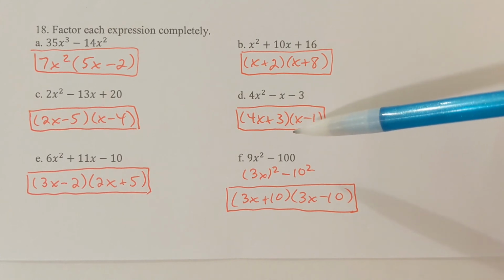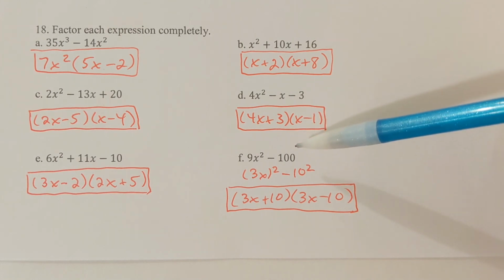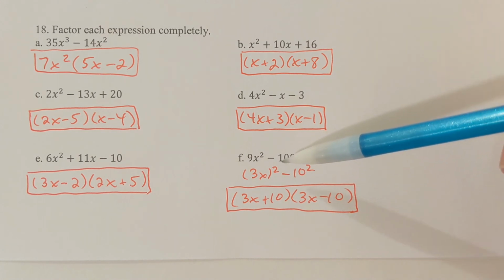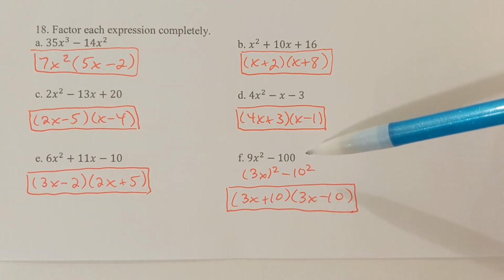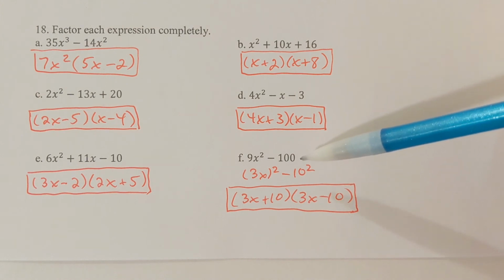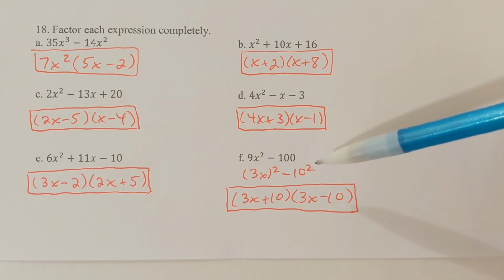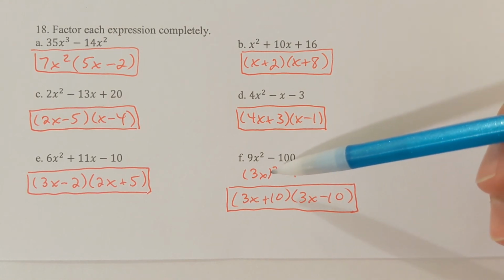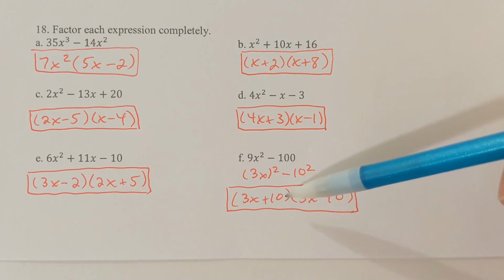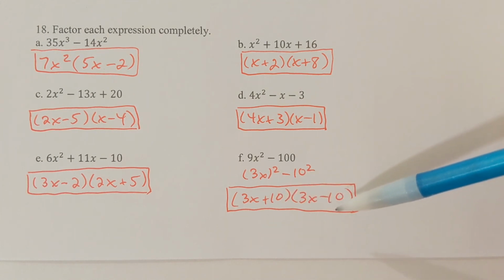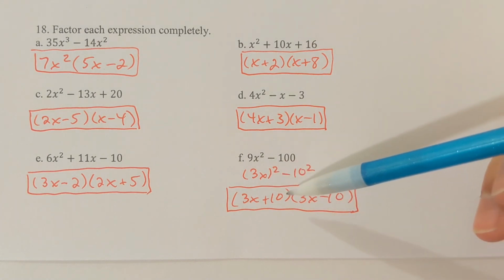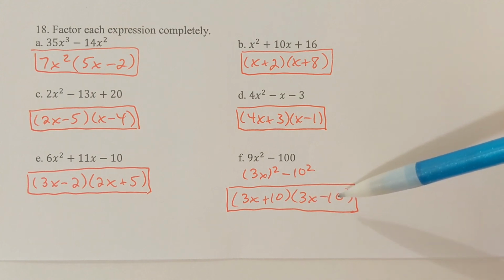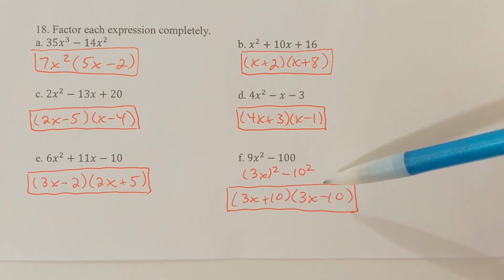Part F, 9x squared minus 100. Well, 9x squared, that's the same as 3x, the quantity squared, minus 10 squared, which is 100. So I got 3x, the quantity squared, minus 10 squared. Something squared minus something squared gives me a nice factorization of x plus y times x minus y, if it's x squared minus y squared. 3x plus 10 times 3x minus 10 would be how that factors.